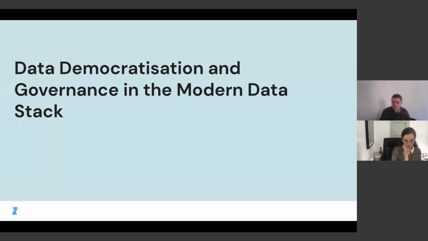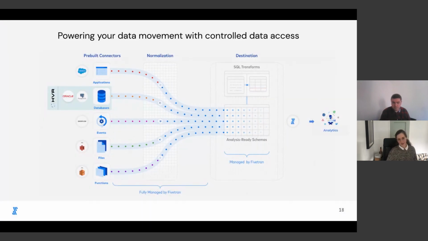So, data democratization and governance in the modern data stack. I've mentioned the modern data stack previously in this presentation, and I debate a lot with different people about where governance should fit in the modern data stack, at which point it should fit. I'm going to give you my view on it today, but I'm happy to have questions on it later. I am going to use a Fivetran branded modern data stack slide, if that's okay.